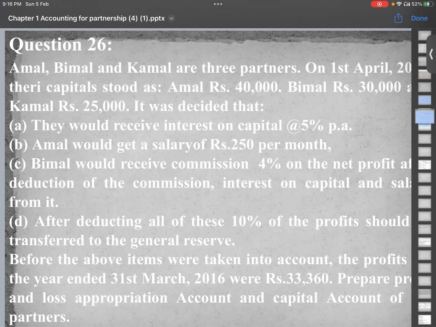Done, everyone? Okay, so in this question as well, you need to prepare the P&L appropriation account as well as the capital account. And since we are just discussing the fluctuating method, you need to prepare the capital account by the fluctuating method only. All right, give it a try, everybody. Question number 26.